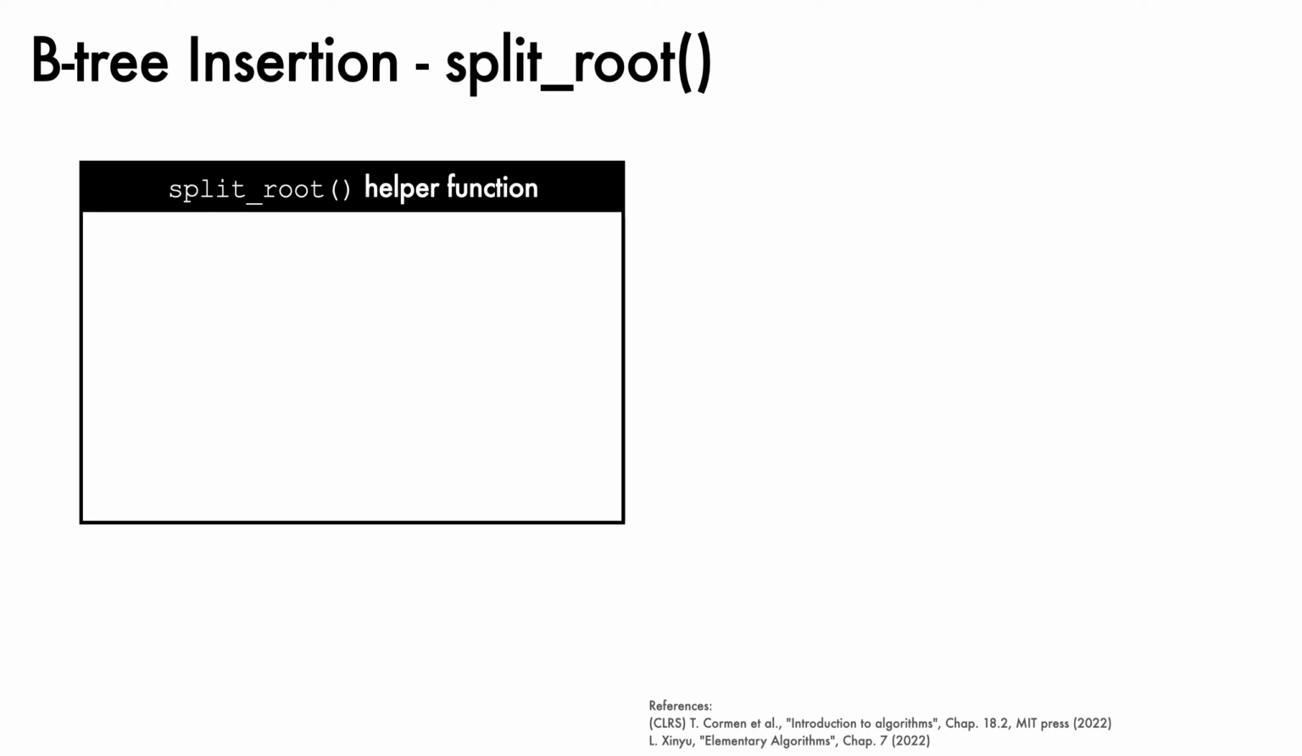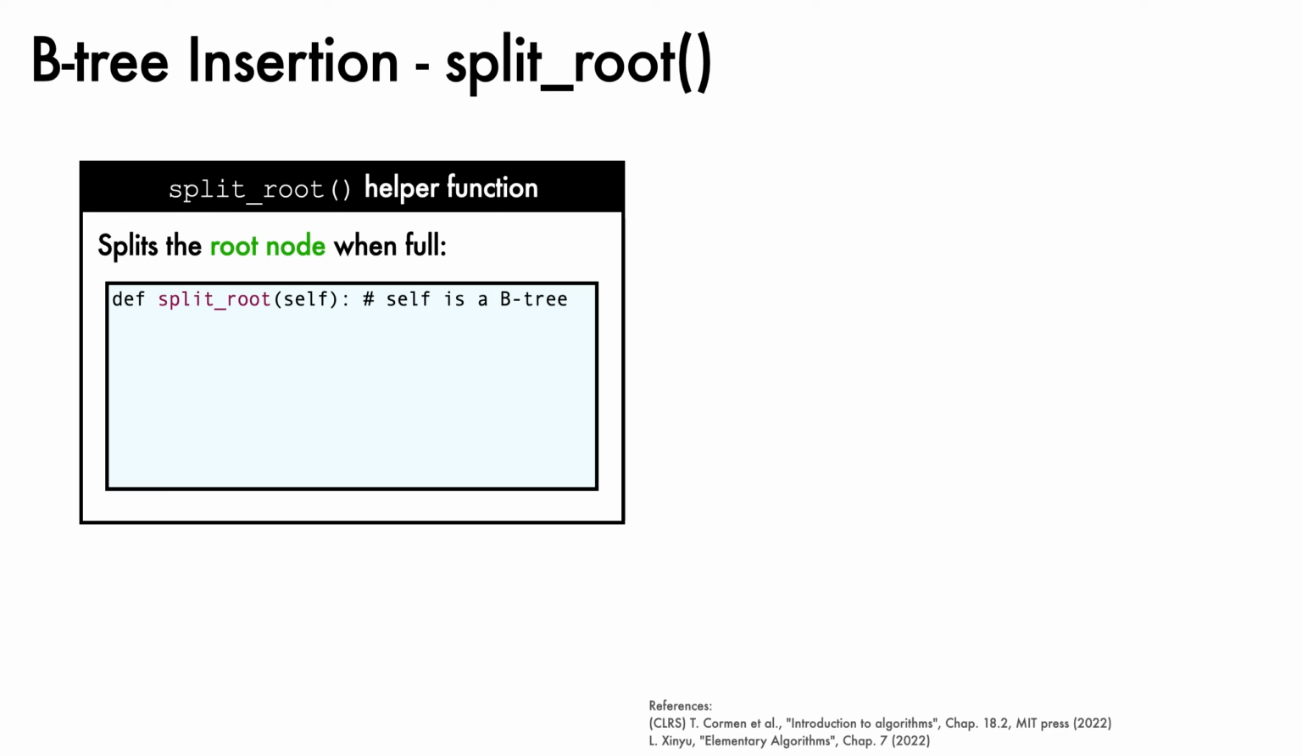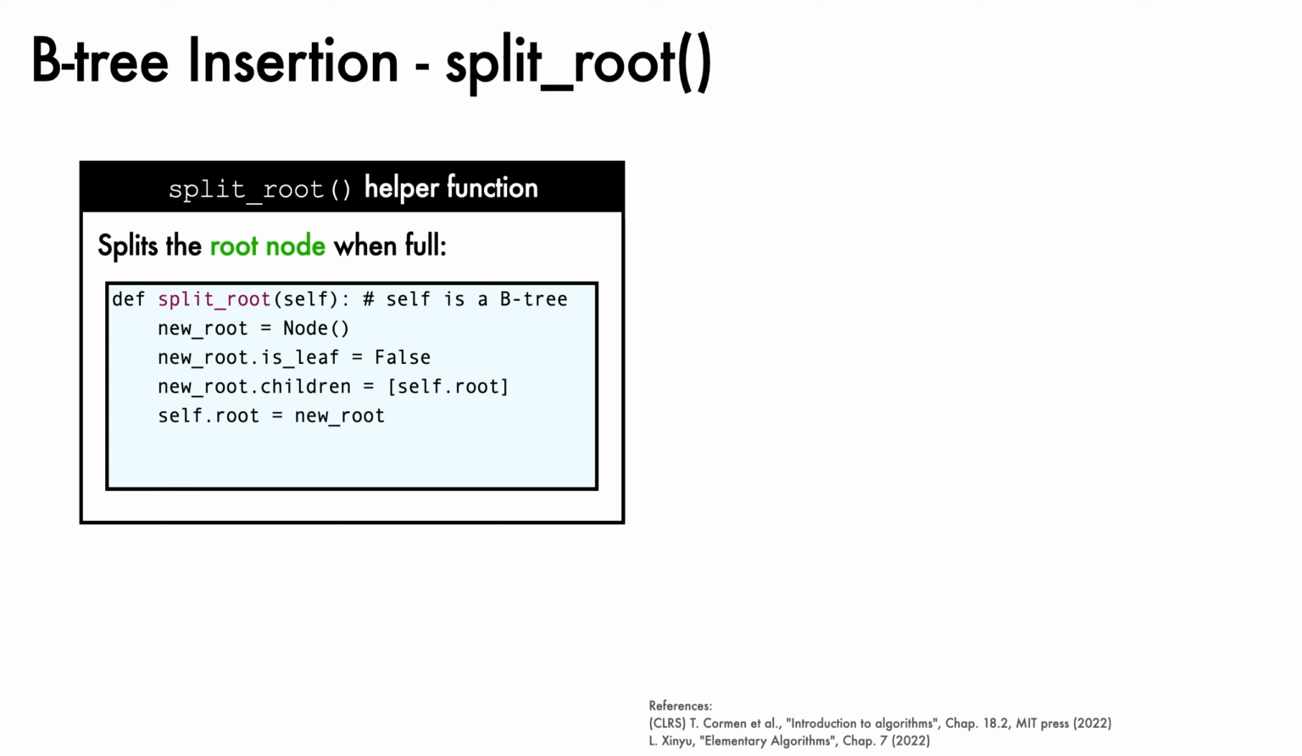We are now in a position to implement the splitRoot helper function, which splits the root node when it is full. It takes an instance of a B tree as an argument. The function first creates a new root node and sets its isLeaf attribute to false. Next, it sets the children of the new root to be a list containing the old root and updates the root of the tree to point to the newly created node. The function then calls the splitChild helper function we introduced earlier, and finally returns the new root.